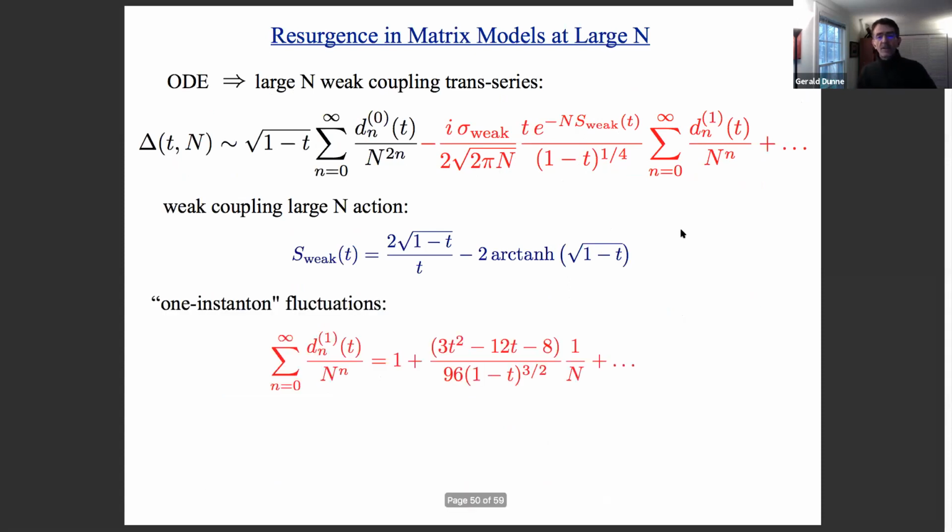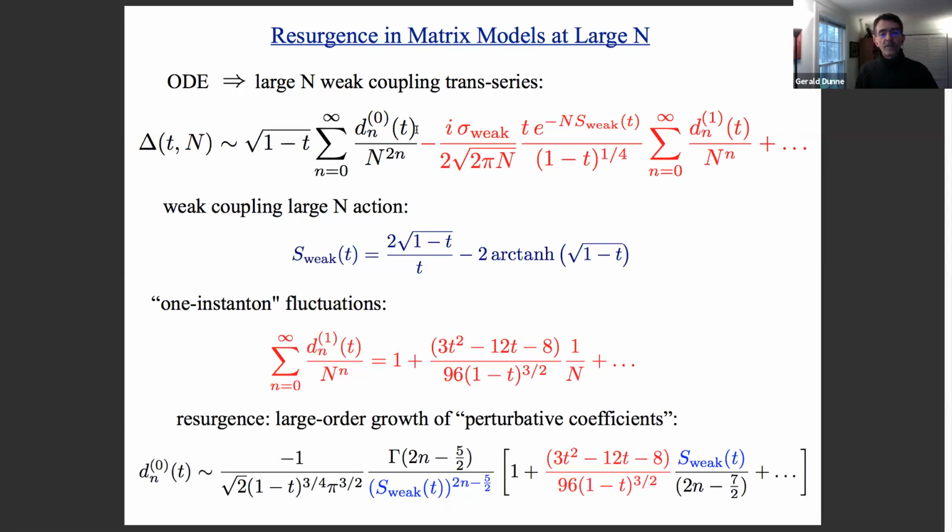And you see resurgence because if you look at these one-instanton fluctuations, you can calculate them very easily from the differential equation. But now if you look at the large order growth of these terms, resurgence said that they should be related to the low order terms here. And indeed they are. If you look at these functions of t, they grow factorially with a power that depends on this exponential here. And then there are subleading corrections. And this correction here is exactly the first non-trivial term here. So remember I showed you this example with the Airy function at the beginning, that the large order subleading coefficients of the large order growth of the coefficients were related to the low orders of the next term. Here's an example where there are coefficients that are not just numbers, they're functions of some other variable.